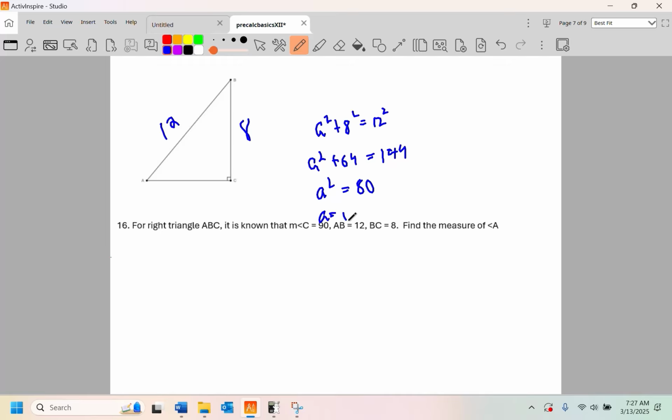So A is going to be the root of 80, which is the root of 16 times the root of 5, which is 4 roots of 5. All right, cool.